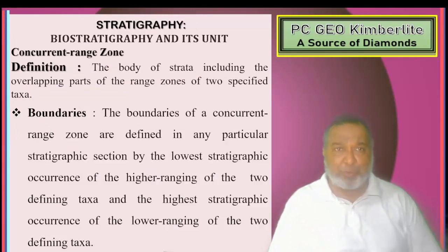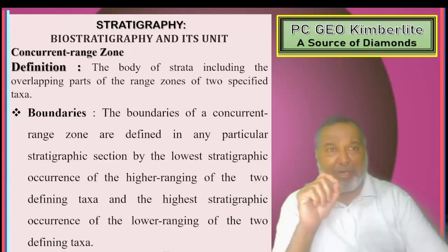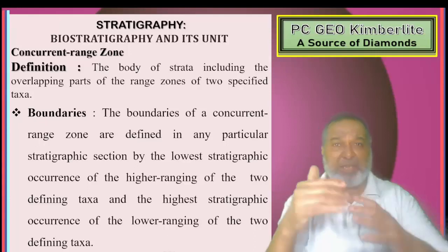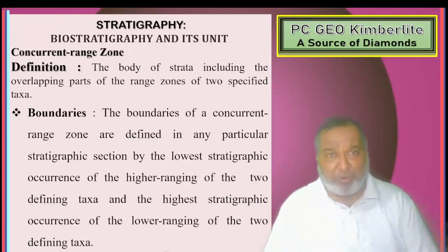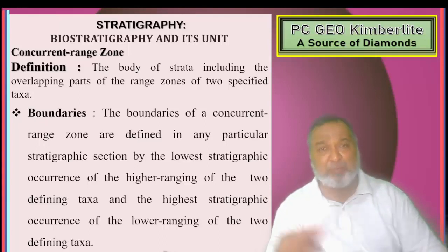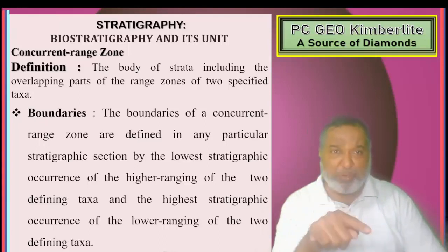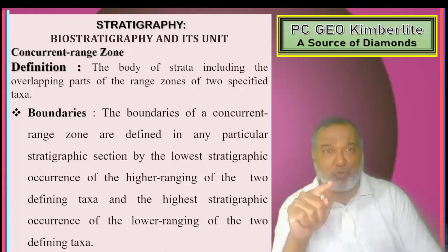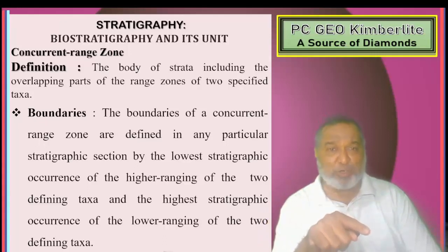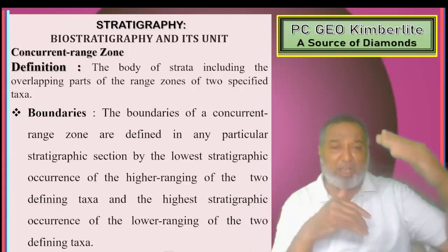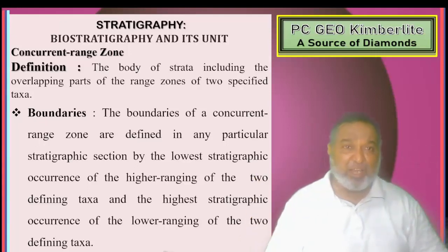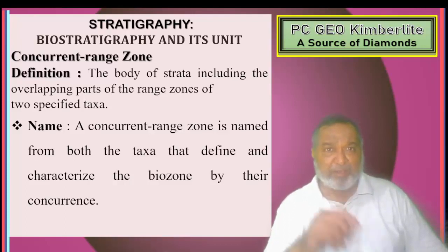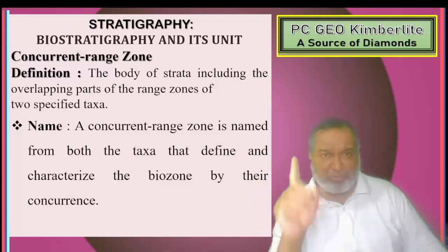Next one, concurrent range zone. The body of strata including overlapping parts of the range zones of two specified taxa. So here concurrent means there will be range zones of two specified taxa. Now how are you going to make out the boundaries in this? The boundaries of a concurrent range zone are defined in any particular stratigraphic section by the lowest stratigraphic occurrence of the higher ranging of the two defining taxa and the highest stratigraphic occurrence of the lower ranging of the two taxa. So the higher and lower ranges of the two taxa are taken into consideration for the concurrent range zone.